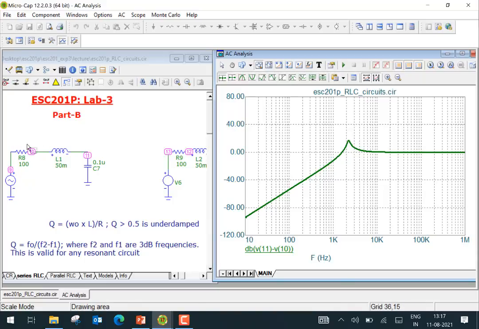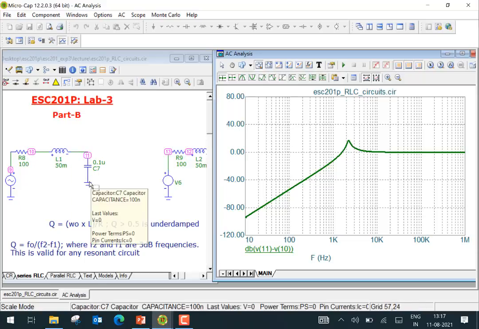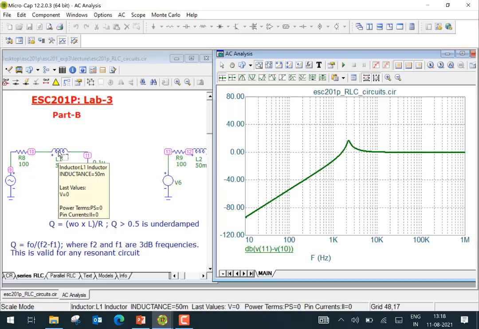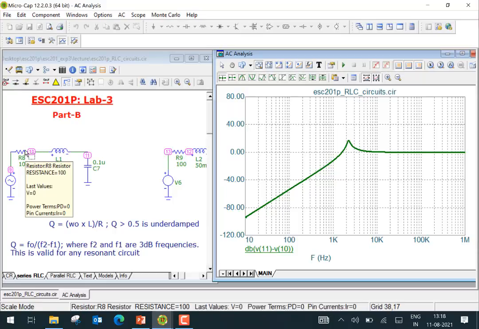And you can monitor the voltage across the resistor here. You would see that it's like a band pass filter here. All right, so across the capacitor is a low pass filter, across the inductor is a high pass filter, and across the resistor is a band pass filter. If you wish, you can monitor the rate at which it is falling.